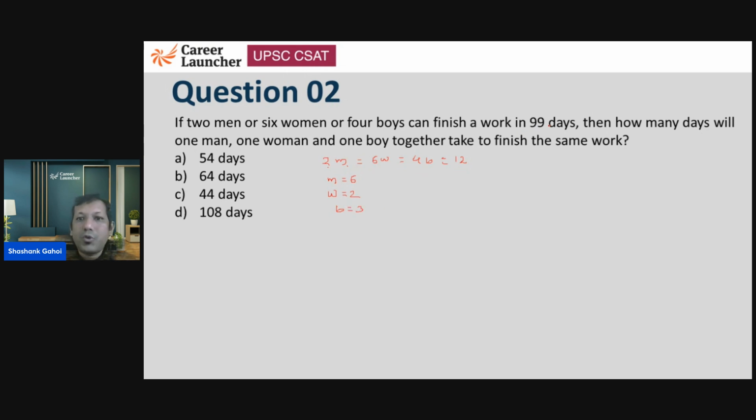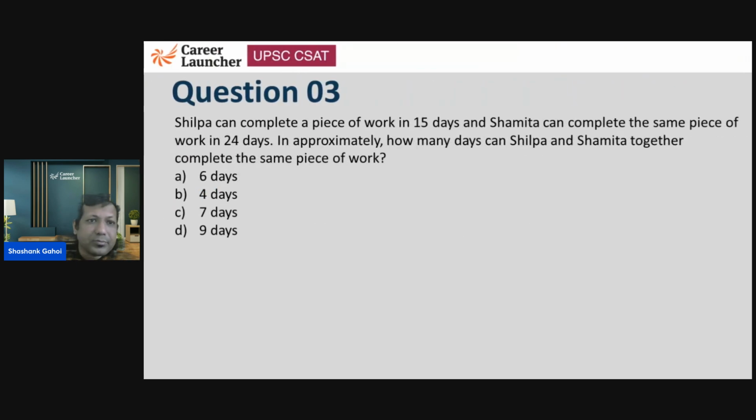Now 2 men means 12 units. If every day there are going to be 12 units of work, it will be done in 99 days. Now I have 1 man, 1 woman, and 1 boy. What is the total work done by all 3 of them? That is going to be 11. Now, how many days? Let's say D days. So it is going to be 9. So D comes out to be 108 days. In how many days will the work be completed? That is 108 days. That's going to be option D. Now let's move on to the next one.